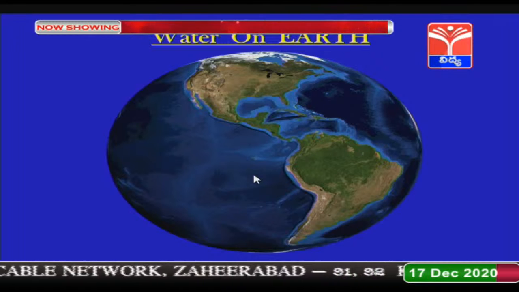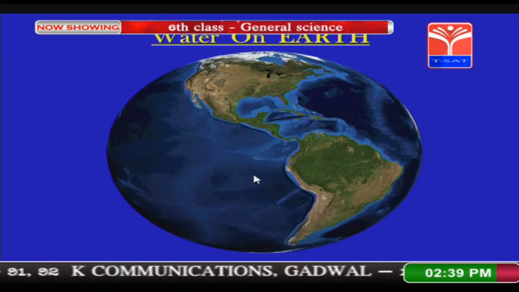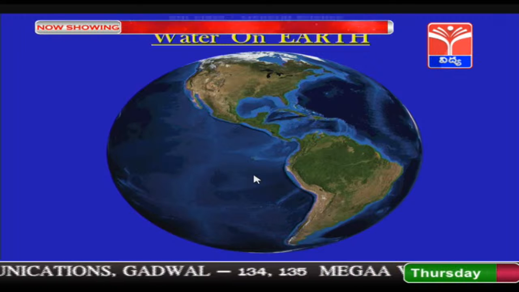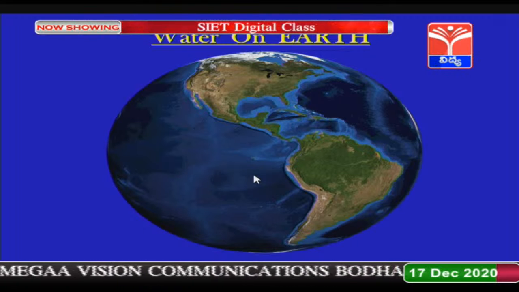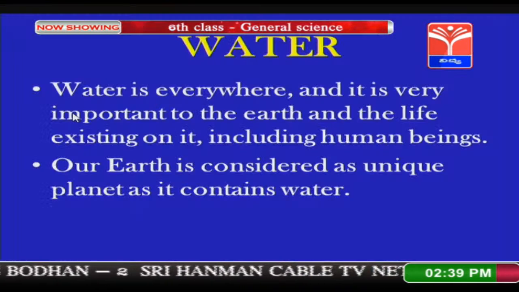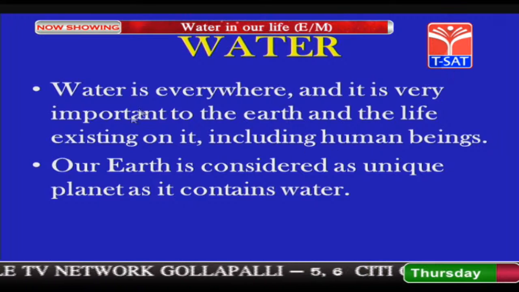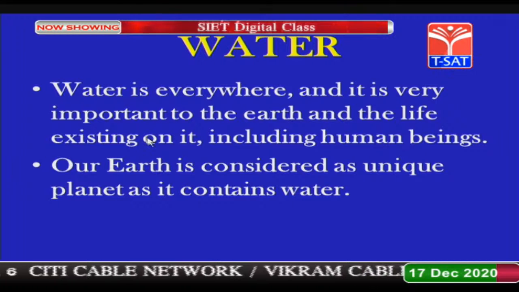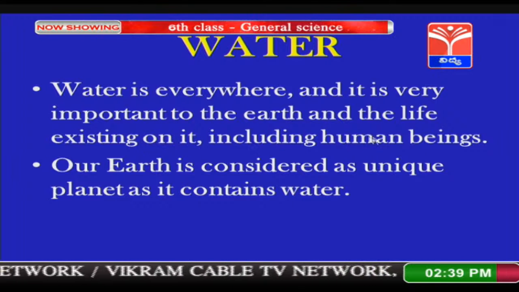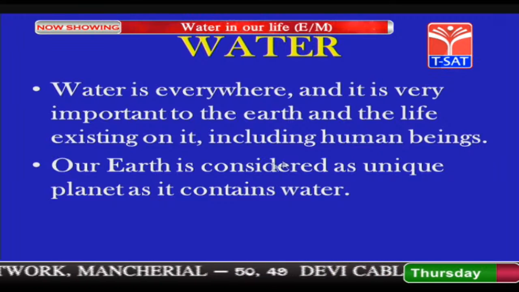They are covered with water, that is in the form of oceans, and we see a large amount of water. Only 1/4 of the earth is covered with land. Shall we try to find out how much water is present on the earth? Water is everywhere and it is very important to the earth as well as to the life existing on it, including human beings. That is, human beings also require water.